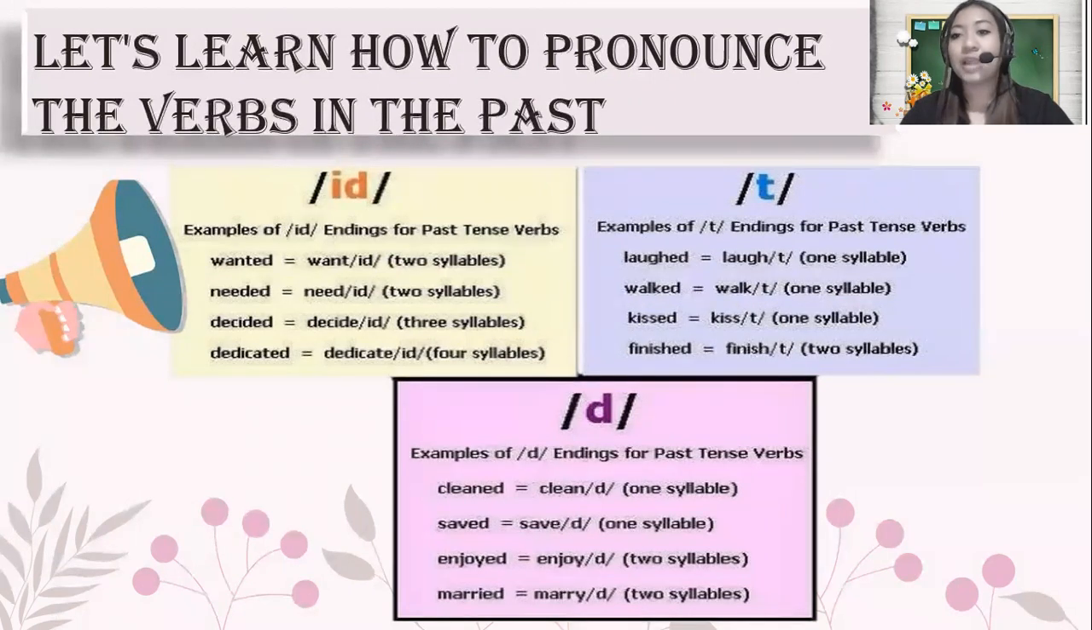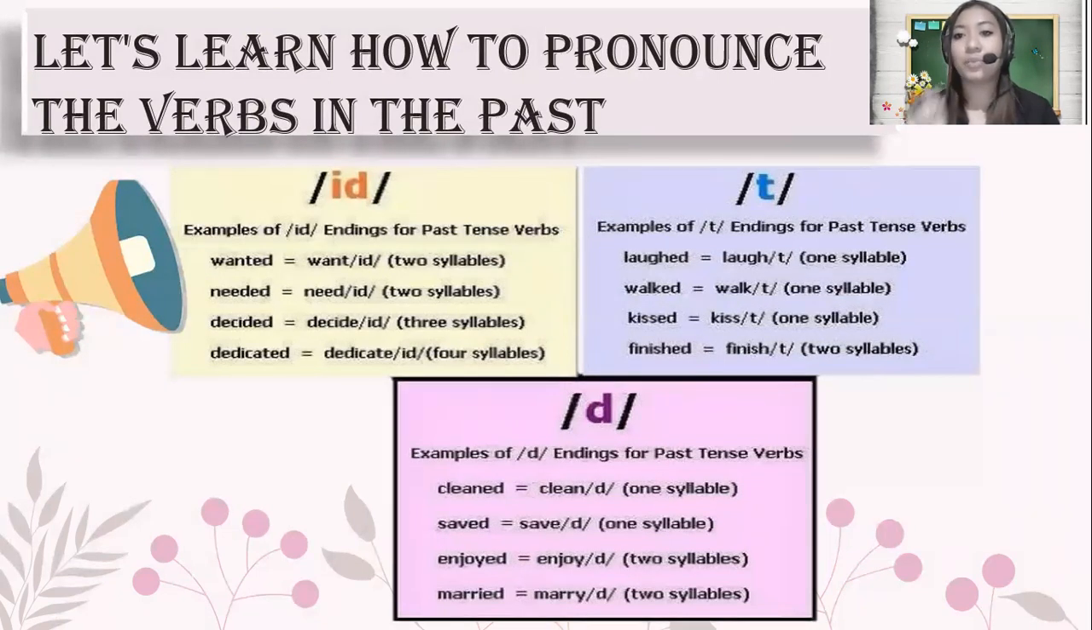So, if we would like to know which verb is voiced and which verb is unvoiced, you can put your hand on your throat. If you feel vibration, that verb is voiced. If you don't feel any vibration, that verb is unvoiced. So let's repeat this verb: laugh. In this case, laugh is an unvoiced verb. So we have to add a T sound for the pronunciation. So in the past, it's going to be laughed.